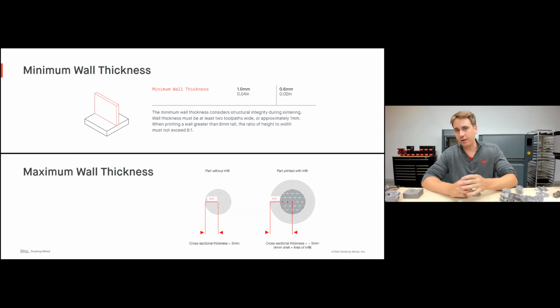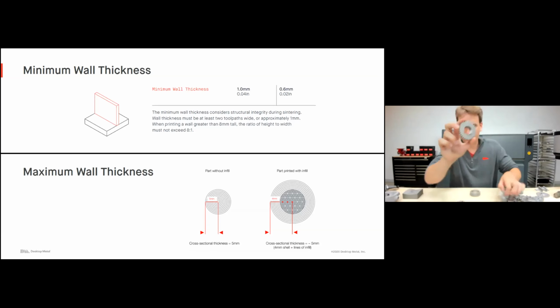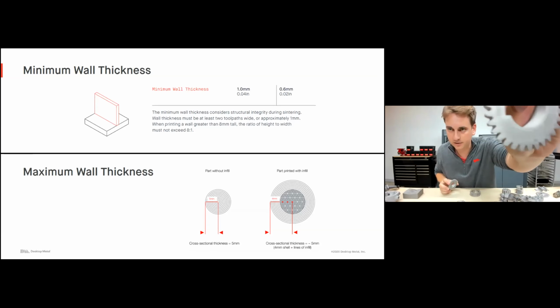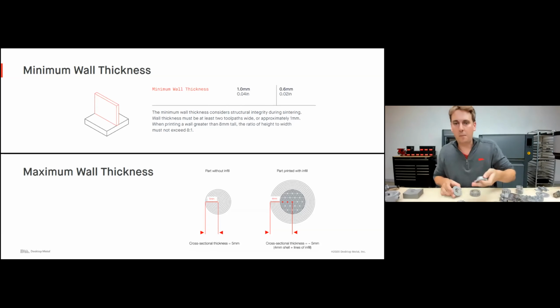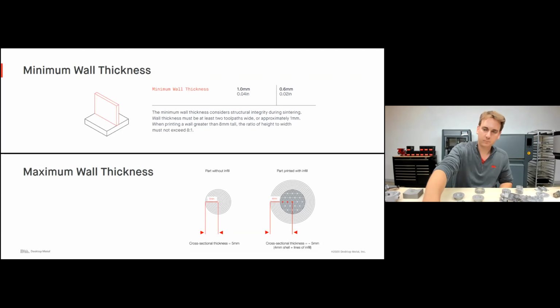Looking at maximum wall thickness, a part that doesn't have infill. For example, this part does have infill, of course, as you're seeing. You can see that hex pattern in there. This does have infill. It's a triangle pattern actually. A part without infill, you can do a cross-sectional thickness of 5 millimeters or up to 10 millimeters across. A part that does have infill, you can do about a 4 millimeter thick shell. So just another thing to think about. If you do need a fully dense part, you're a little bit limited, but we're finding that for many applications, having infill doesn't actually affect the performance of the part at all.